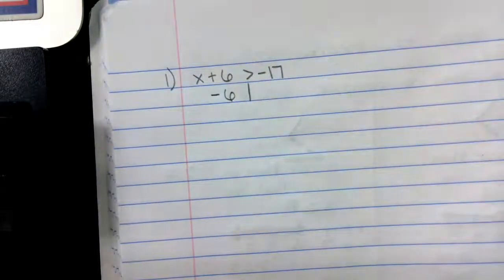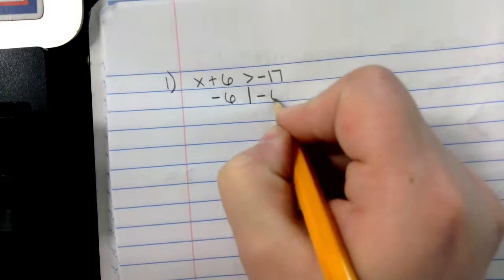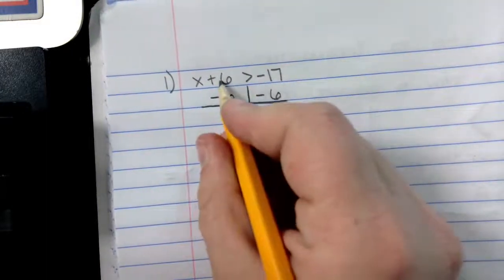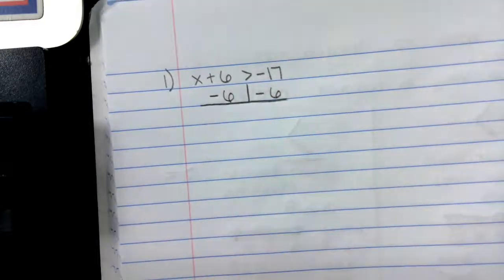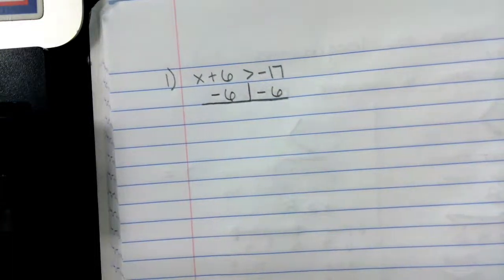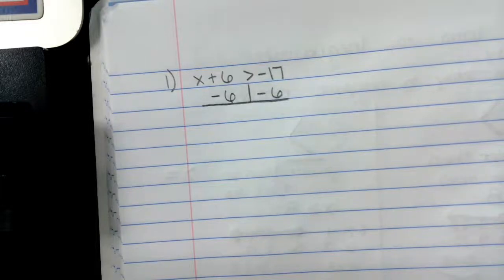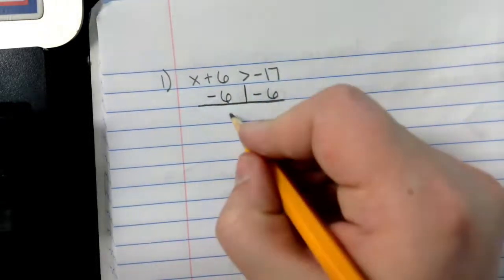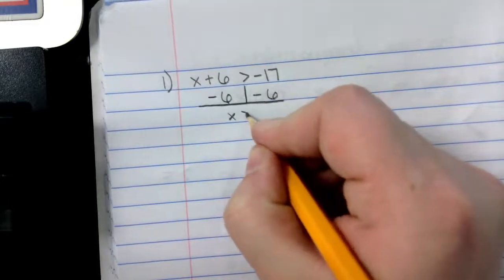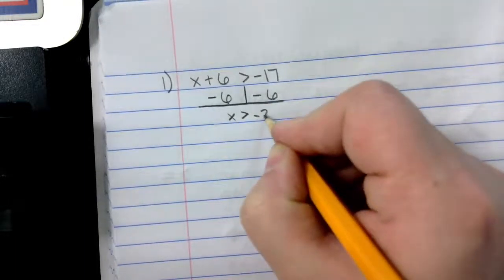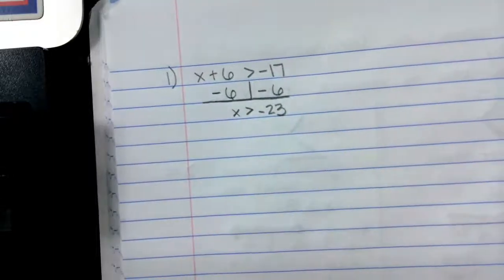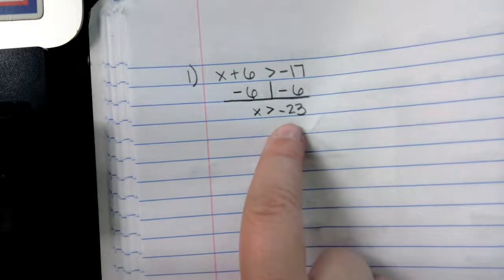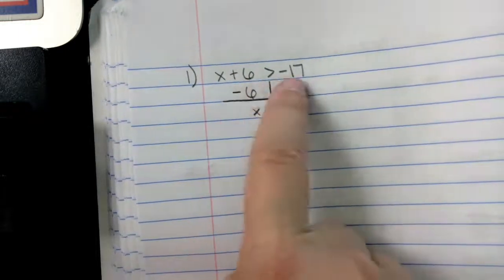So my answer, I get rid of that 6. It's no longer there. We undid that. What kind of operation do we call that when we undo? Inverse. Good. Inverse operation. So we get x is greater than negative 23. So what that tells us is that if we take any number bigger than negative 23 and we plug it in, it should work. Okay? So, give me a number bigger than negative 23.